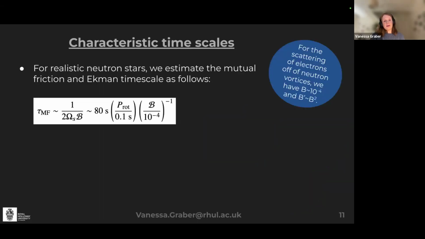Before I show you some of the results, I'm going to show you some of the timescales that are relevant for the neutron star model and also explain some of the approximations that we had to make to actually be able to compute anything. So first of all, for a realistic neutron star, the mutual friction timescale is on the order of 80 seconds for the mechanism that we think is the canonical or most dominant one, which is the scattering of electrons off of the neutron vortices. And typically the strength of this mechanism in dimensionless units for this B coefficient is on the order of 10 to the minus 2, and B prime is roughly 10 to the minus 8, so B squared. So that gives you something on the order of 80 seconds.